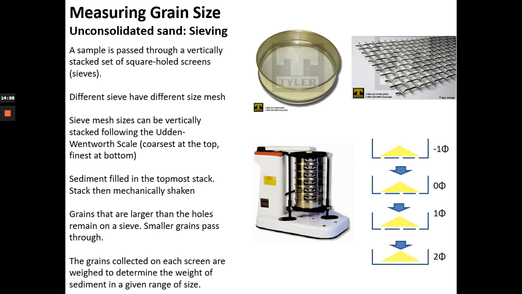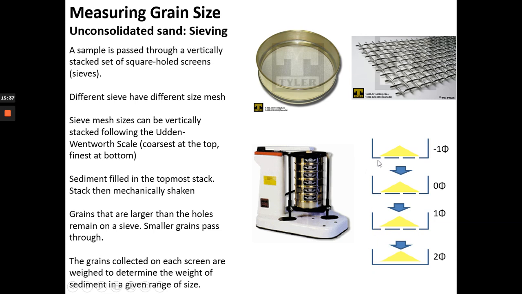The sieves have a screen at the base, and the screen is made up of small holes, a wire mesh. The holes have a certain size to them, and different sieves can have different size meshes. So you can stack different sized sieves on top of each other following the Udden-Wentworth grade scale, going from coarser at the top to finer at the bottom. In this case, negative phi is coarser, positive phi is finer.